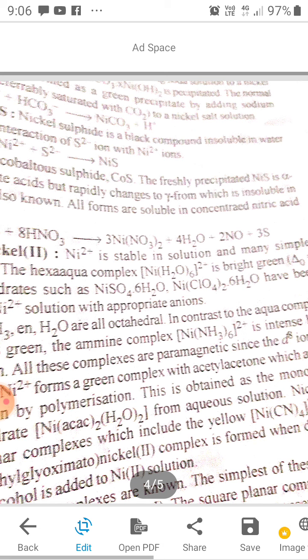Then we have nickel sulfide. It is produced as a black compound insoluble in water and precipitated by the interaction of sulfide and nickel. Complexes of nickel 2.